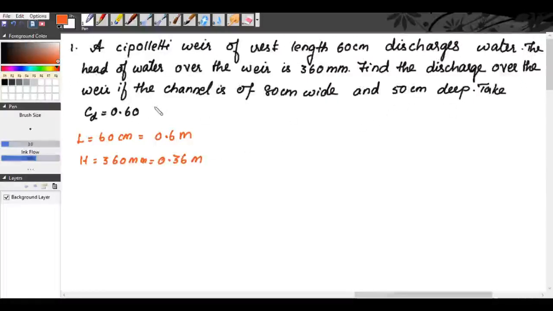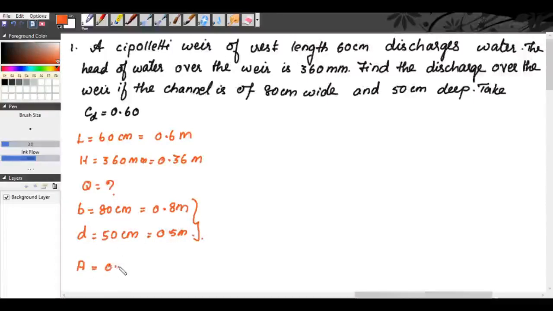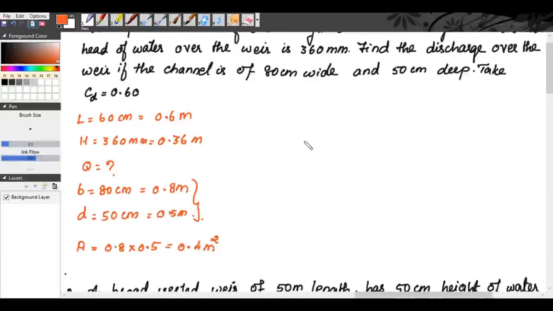Find the discharge over the weir if the channel is 80 centimeter wide. So B, breadth, is 80 centimeter, that is 0.8 meter, and the depth is 50 centimeter, that is 0.5 meter. From this we can get the cross-sectional area as 0.8 into 0.5, which is 0.4 meter square. Now we need to find the velocity of approach.